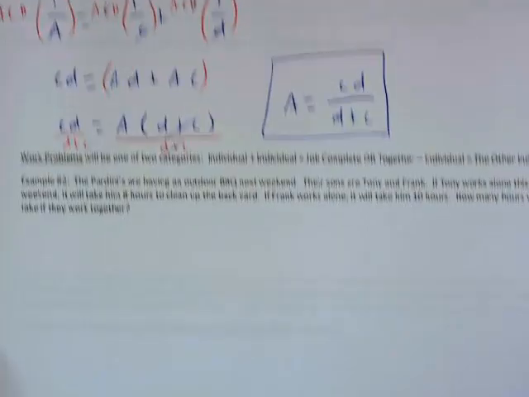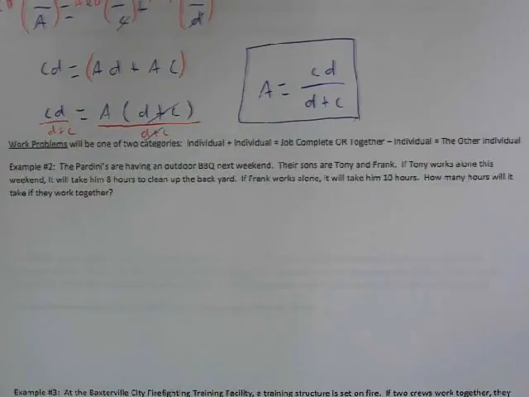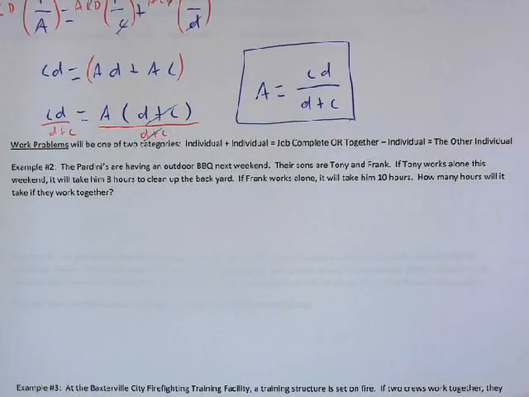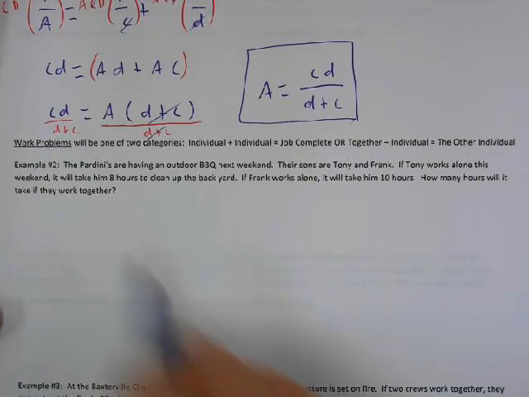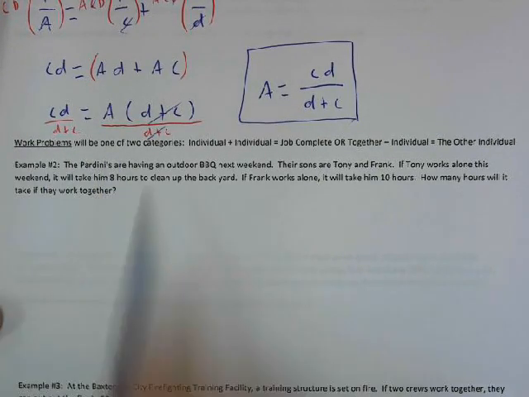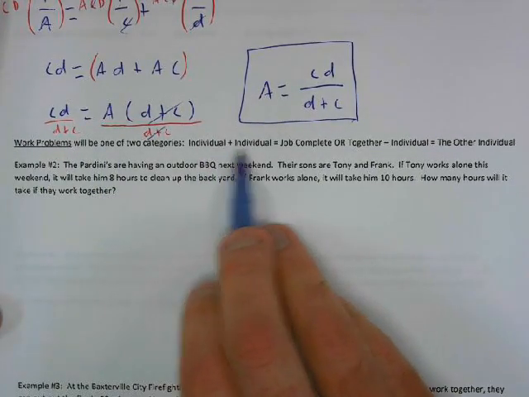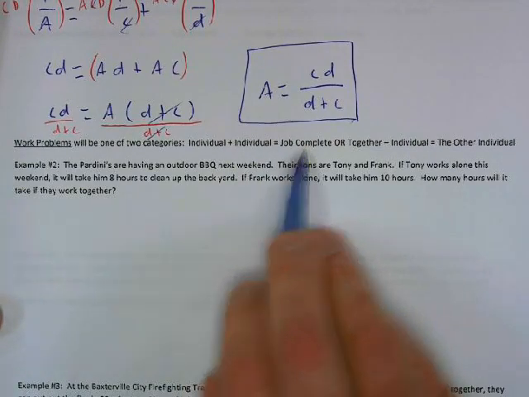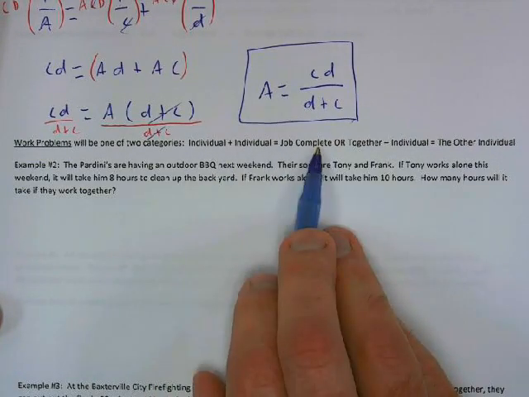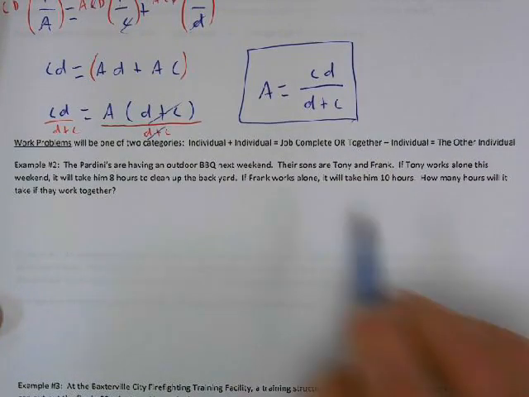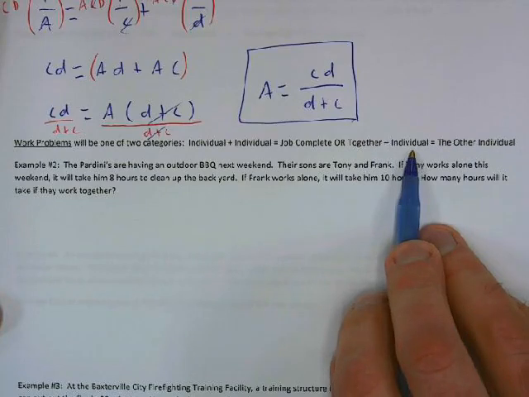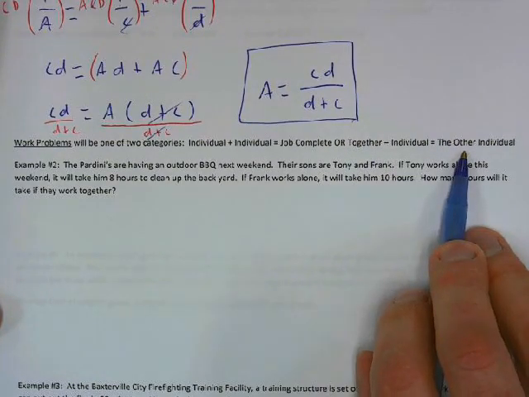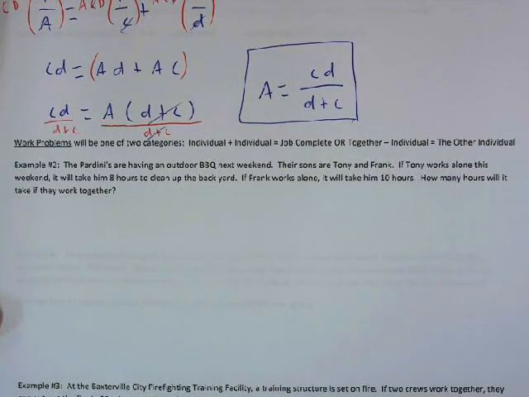Now on to the actual word problems. Typically we're going to see 2 different types of word problems. One of those types is work problems. Work problems will be one of 2 categories. The individual plus the individual equals job complete. In other words, if 2 people are working together to complete a job, how long might it take? Or if we know how long it takes them to work together, minus how long it takes one of them to work, that'll tell us how long it takes the other person to work. Now it's not quite that simple. We have to work with fractions and stuff, but let's see what those are going to look like.